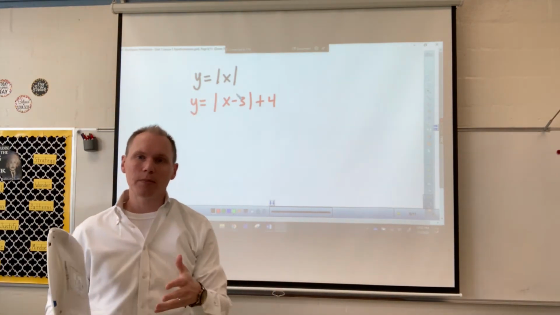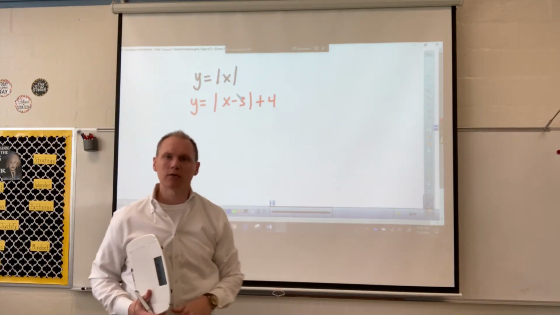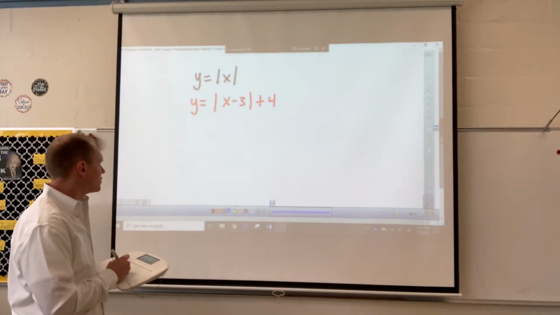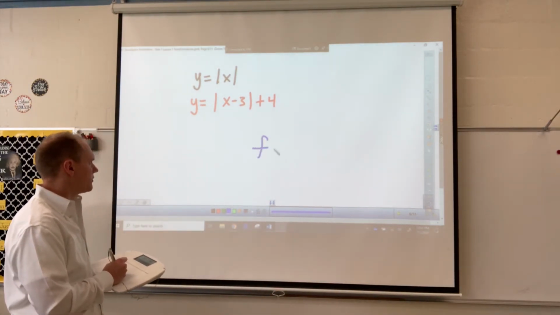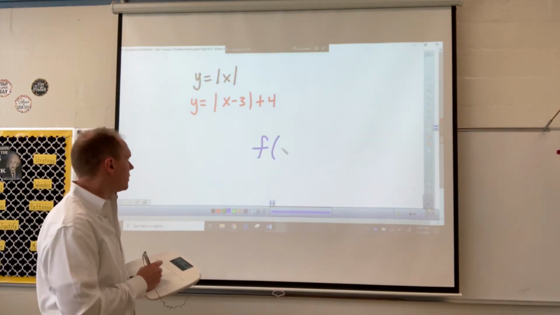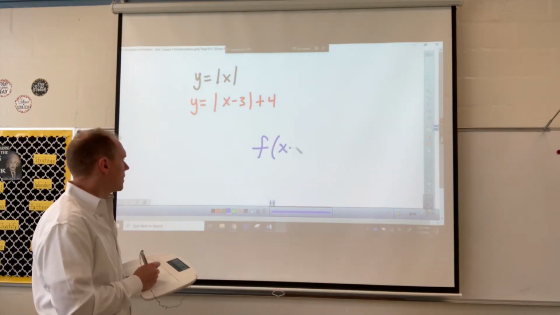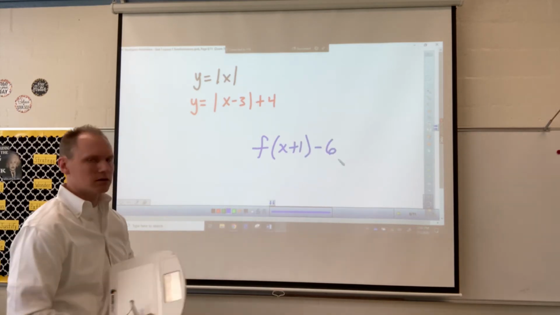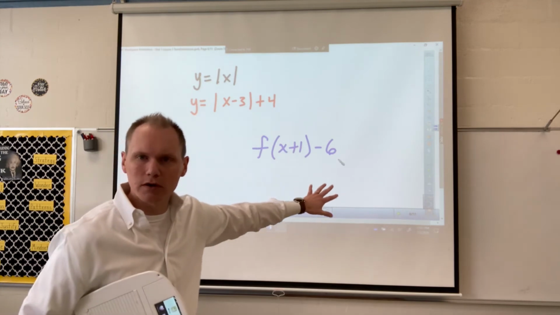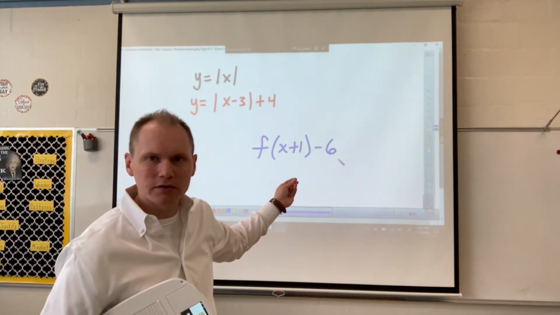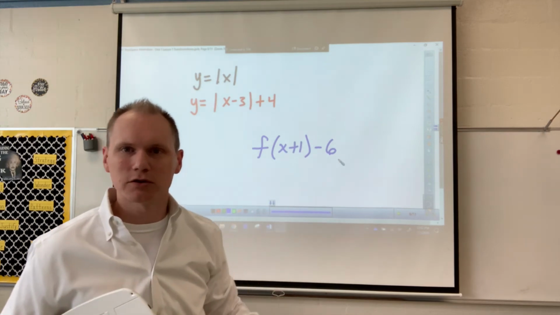So on the inside it's kind of opposite, but on the outside it's exactly like we might think. All right, so let's do one more, but more general this time. If we have a function f of x, and we replace it with this new function, f of x plus 1 minus 6, we don't even know what the function is, but we can still describe how this looks different than the original function.